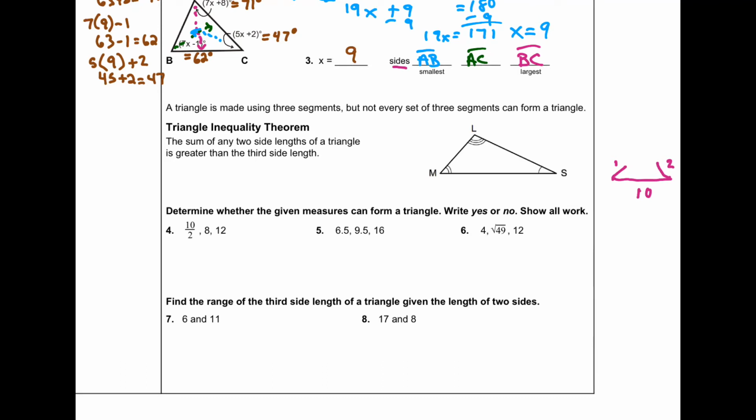So the triangle inequality theorem says the sum of any 2 side lengths of a triangle is greater than the third side length. So when we do this, we have to take all 3 of our side lengths and just check them. So for example, my triangle right here that I've attempted to construct, if I wanted to check that one, I could, right?